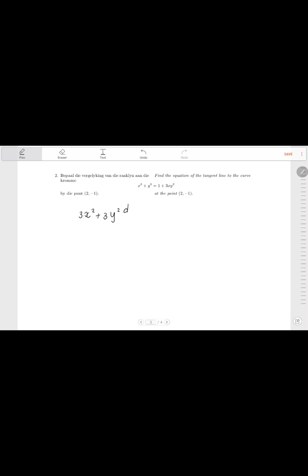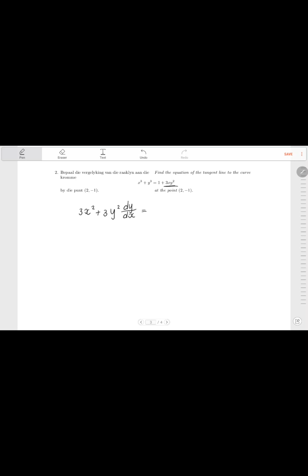So let's start by using implicit differentiation. So I'm going to say it's 3x squared plus 3y squared dy dx equals, then the derivative of 1 is just 0, so we don't write that. Then we have a product here. So it's going to be the derivative of the first times the second plus the first times the derivative of the second.